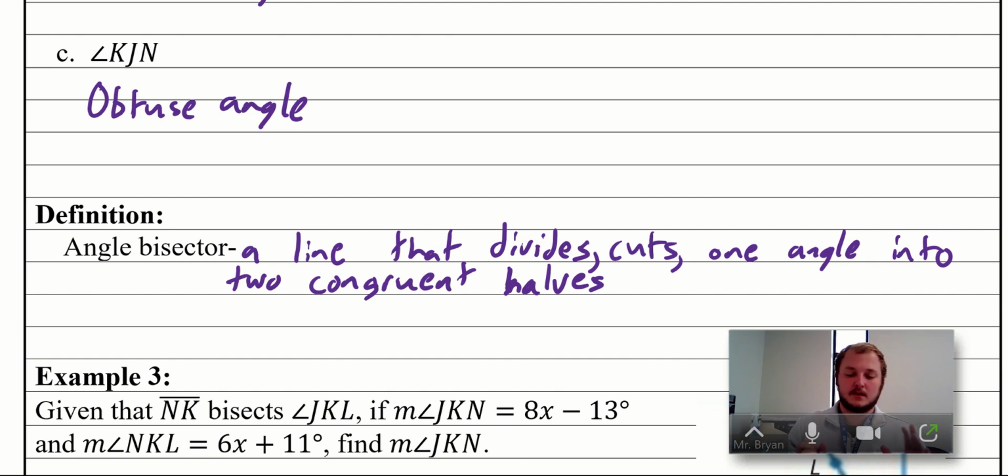Okay, so take a sec, think about that there, a line that divides or cuts one angle into two congruent halves. It cuts it in half. Okay, both halves are congruent, which we talked about earlier means equal measure. Okay, so if I have a 90-degree angle, so a right angle, say for instance, and I bisect it or I cut it in half, now each of those are going to be congruent halves. If I think of half of 90, each of those are going to be 45. Okay, that's what an angle bisector does.